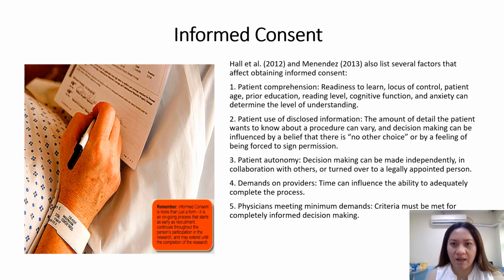According to Hall and Menendez, 2012, they have listed several factors that affect obtaining informed consent. Patient comprehension: is the patient able to understand? Can they understand English in the informed consent, or do you have a Bisaya translation on that form? Readiness to learn, locus of control, patient age, prior education, reading level, cognitive function and anxiety. Patient use of disclosed information: the amount of detail the patient wants to know about a procedure can vary. Patient autonomy: decision making can be made independently or in collaboration with others.